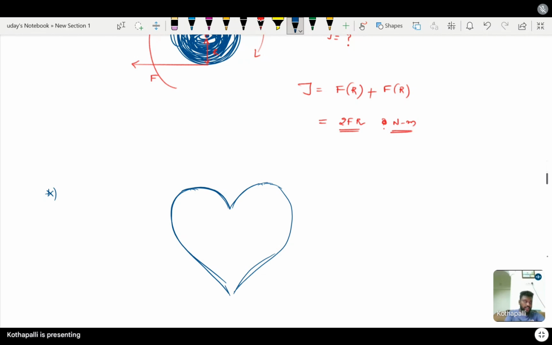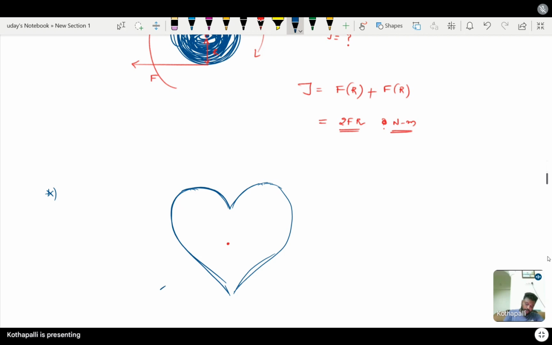Okay. So this is fixed at its center. H.C. Verma Concepts of Physics Volume 1. If we get the exact question, we'll say. Otherwise, I'll give some data.